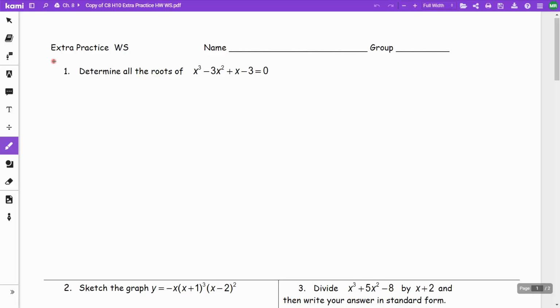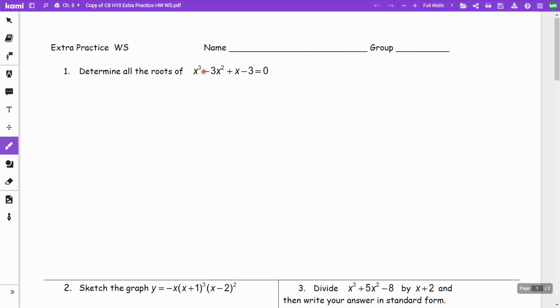So this video is for Integrated 3. This is the second part of the chunked extra practice. This is the homework one. So on this, just like the one earlier, we're going to be trying to use synthetic division to find all of our roots here, all of our zeros. And we're going to be doing P over Q.